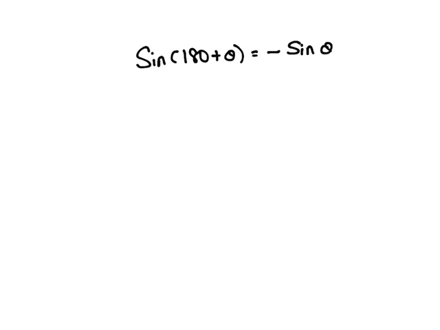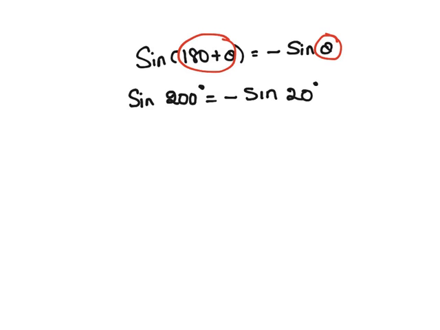Okay, let us look at this now. Sine of 180 plus theta equals minus sine theta. So as you can see, the difference between 180 plus theta and theta is nothing but 180 degrees, not the sum, the difference. Okay, it means sine 200 degrees will be equal to minus sine 20 degrees. As you can see, the difference between 200 and 20 is 180 degrees.